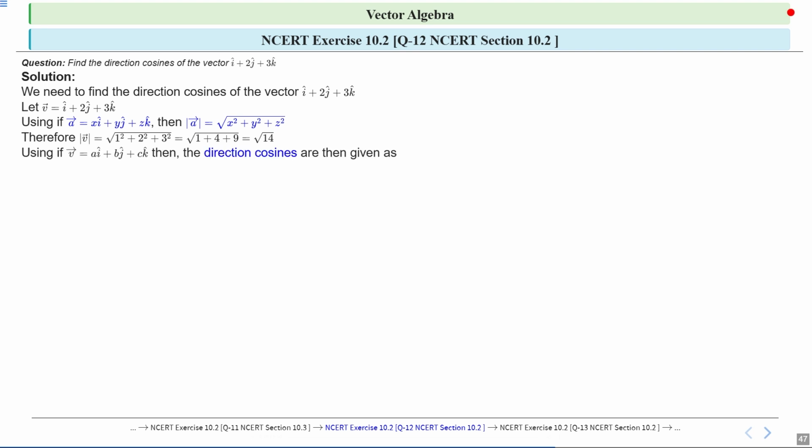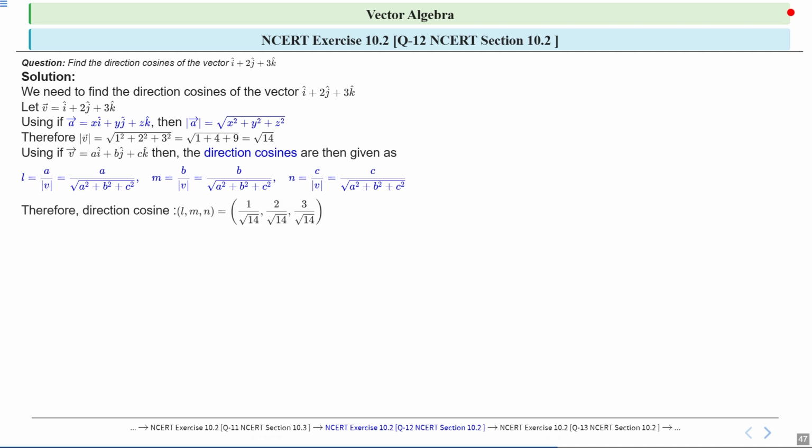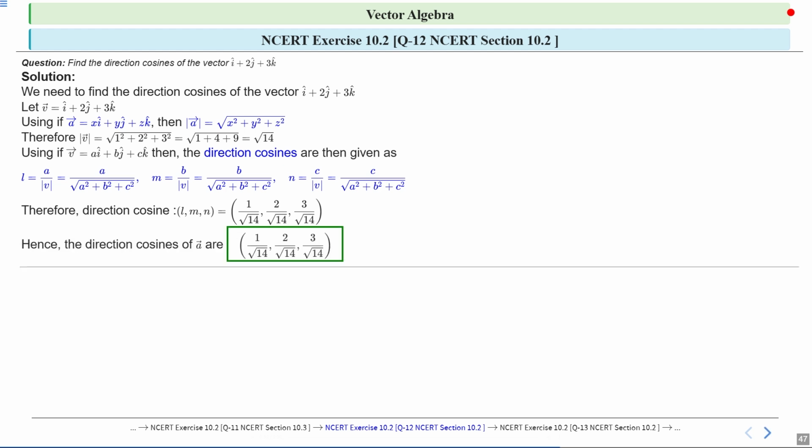Now using, if v vector is equal to a i cap plus b j cap plus c k cap, then the direction cosines are given as l is equal to a upon magnitude of v, which is a upon root over a square plus b square plus c square. m is equal to b upon magnitude of v, and n is equal to c upon magnitude of v. Therefore, the direction cosines l, m, n are equal to 1 upon root 14, 2 upon root 14, 3 upon root 14. Hence, the direction cosines of the vector are 1 upon root 14, 2 upon root 14, and 3 upon root 14.